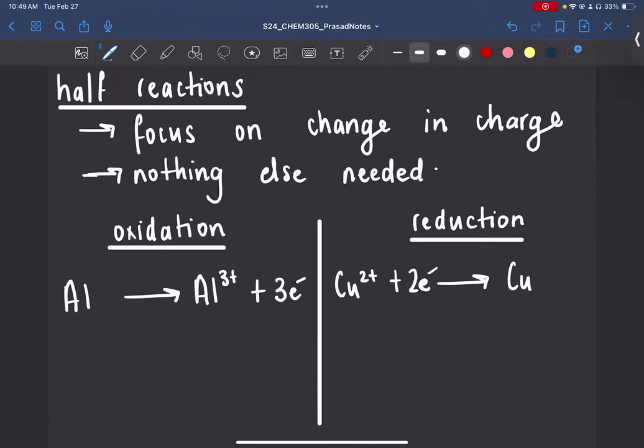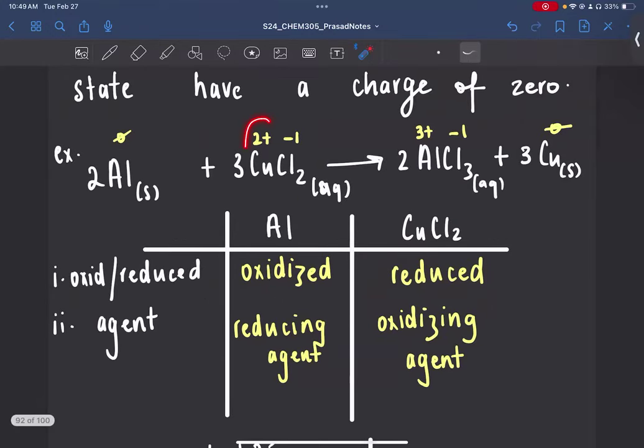Specifically two electrons. Specifically two. And again, we know that it's two because the copper is 2+. And how do we know the copper is 2+? Because we used chlorine to deduce.